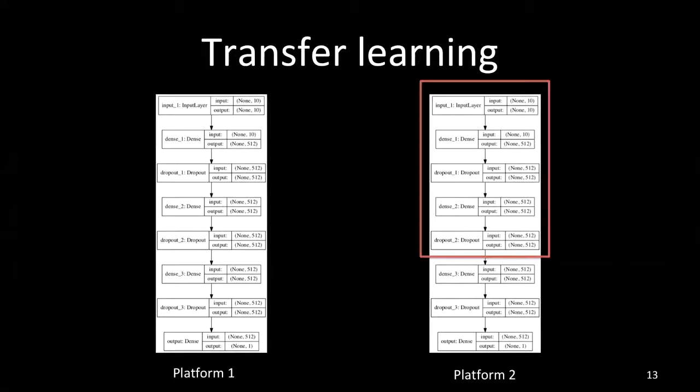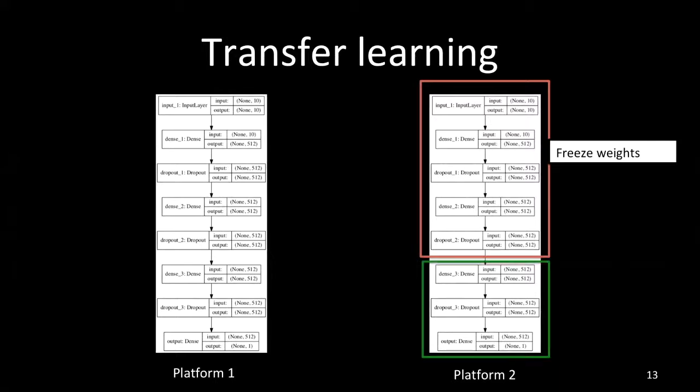And then when we move to platform 2, what we do is we freeze all the weights of the top layers. So here we have 3 layers, right? Layer 1, layer 2, up to layer 2, we freeze the weights, which are basically coming from this network. And then we take 1% of the training data from platform 2 and retrain only these.